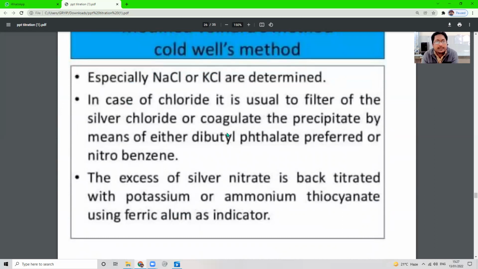Now the modified Volhard method. Especially NaCl and KCl salts can be determined by the Volhard method. In the case of chloride, it is useful to filter off the silver chloride or coagulate the precipitate by means of either dibutyl phthalate, which is preferred, or nitrobenzene. The excess of silver nitrate is back titrated with potassium or ammonium thiocyanate using ferric alum as an indicator. In this method, dibutyl phthalate or nitrobenzene is used for the determination of chloride and other halogens. Okay, so this is the modified Volhard method.